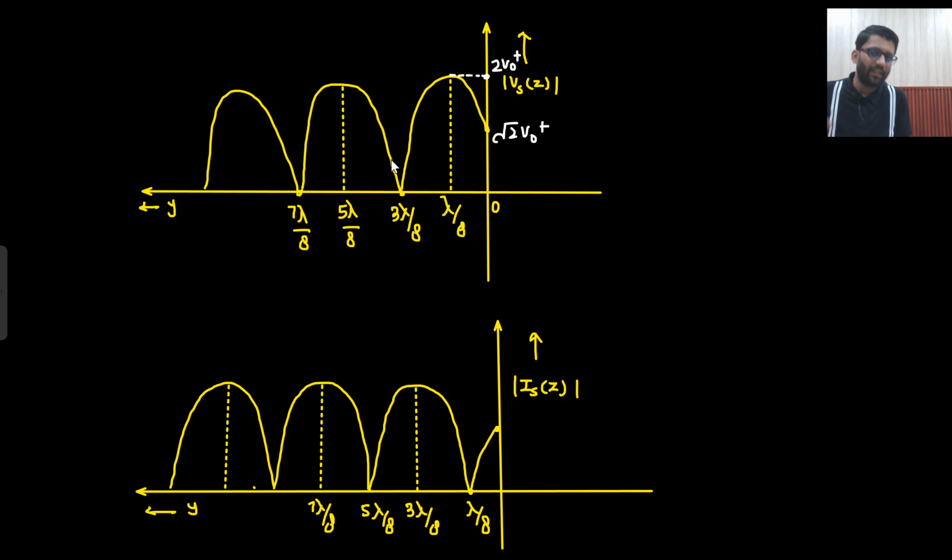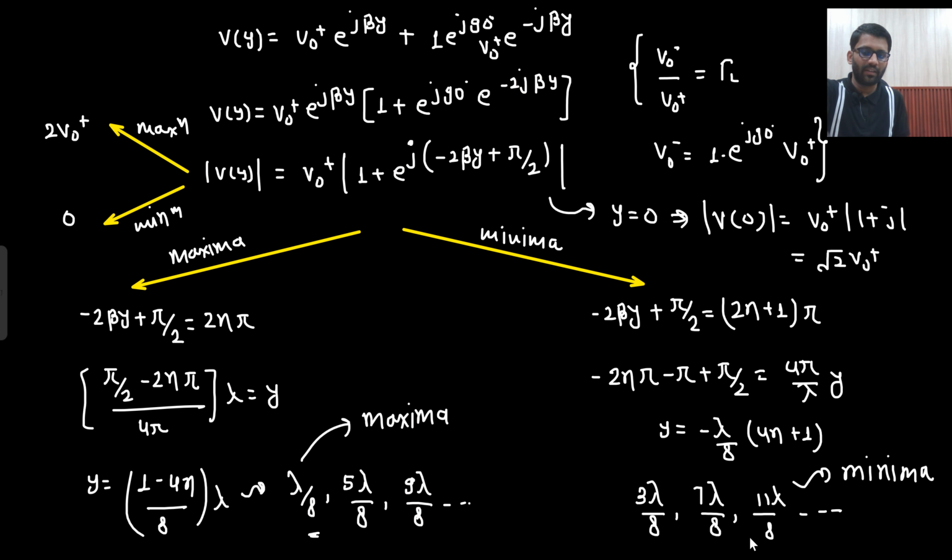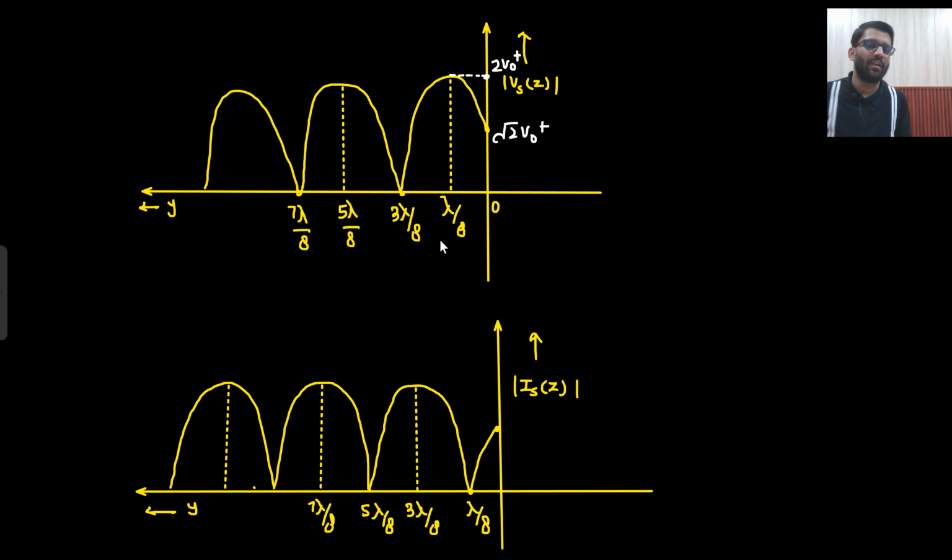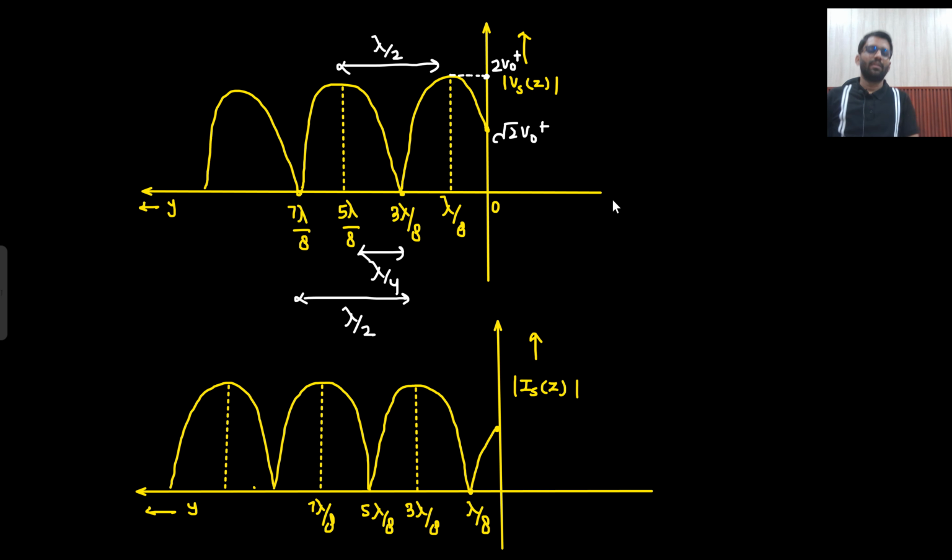So starting with lambda by 8, then at 3 lambda by 8 you are having minima, then at 5 lambda by 8 again maxima, and the distance between successive minima and maxima is lambda by 4. Between two successive maxima, the distance is lambda by 2, and between two successive minima, this is also minima, this is also minima, the distance is lambda by 2 only. So this kind of analysis we can see. And for the current waveform, what will be happening? Exactly the opposite thing will be happening. But what will be the magnitude?